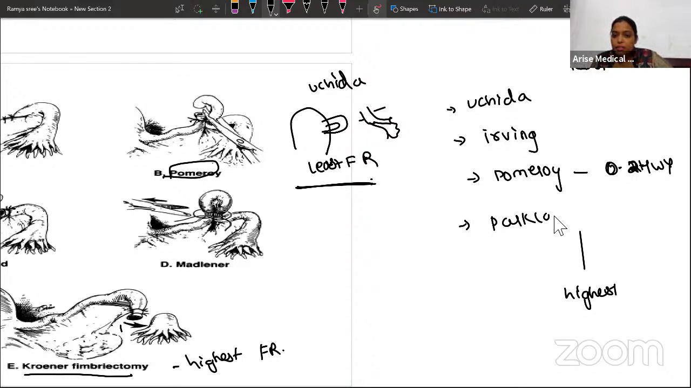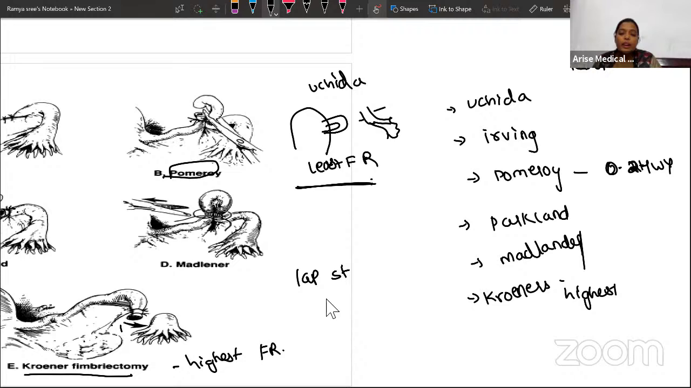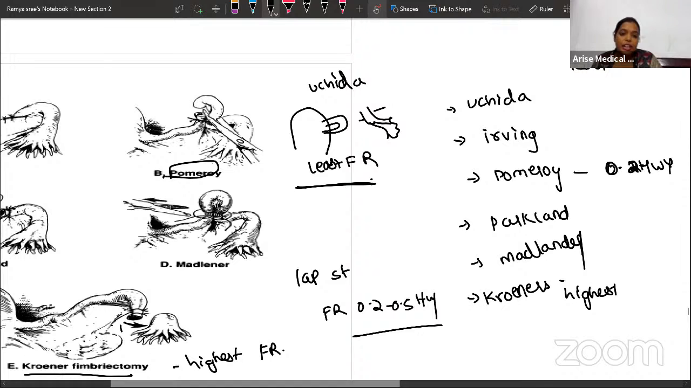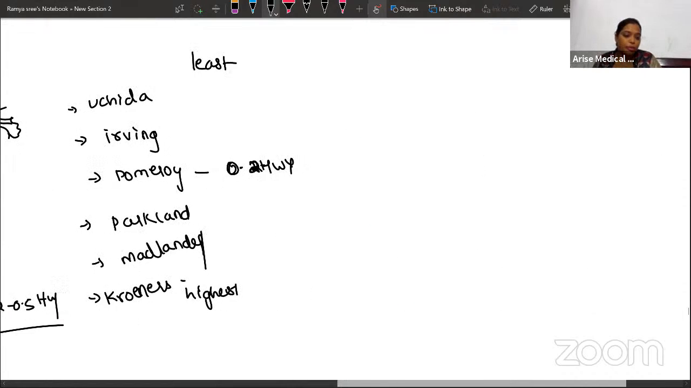Parkland, Madlener, and Kroener. Right? So this is the order of the tubectomy methods according to their failure rates. Laparoscopic sterilization, with clips and rings, has a failure rate in the range of 0.2 to 0.5 per 100 woman years. As I'm speaking about tubal sterilization anyway, I'll ask you some more questions I want you people to answer. Okay.